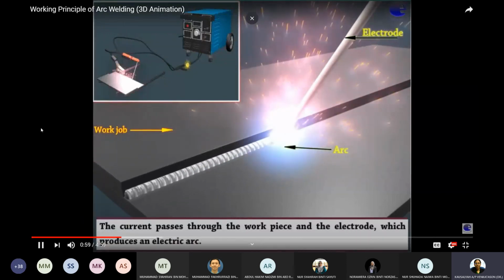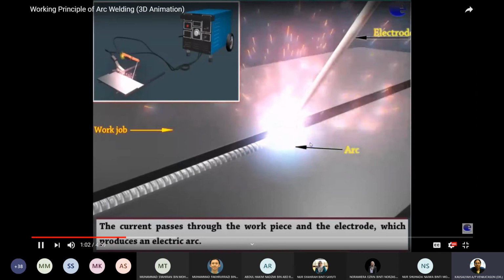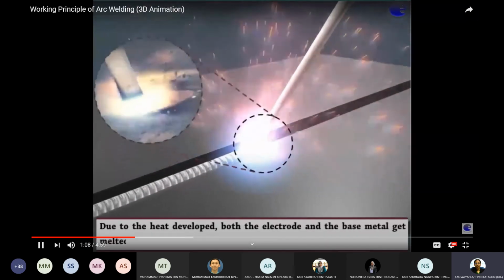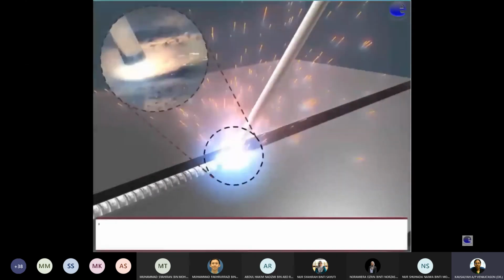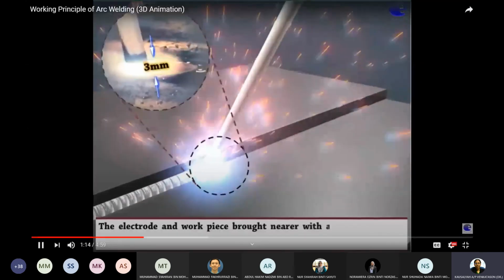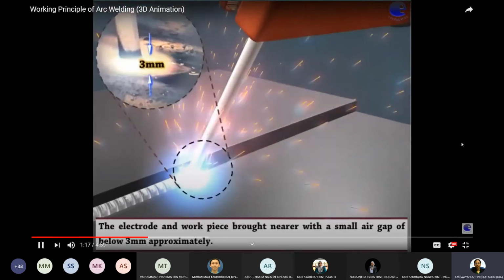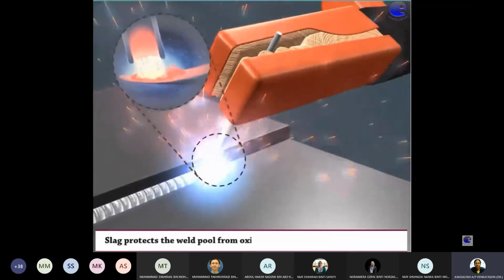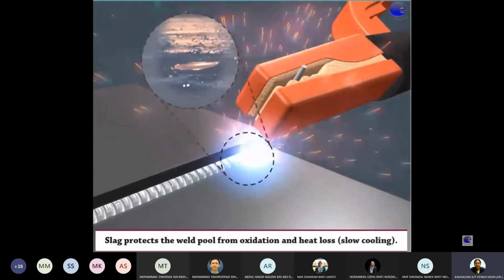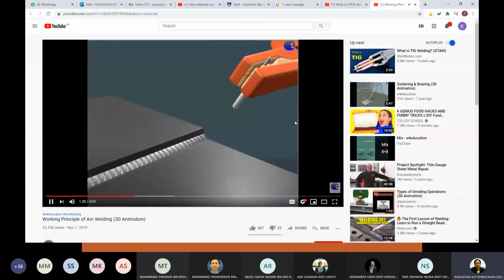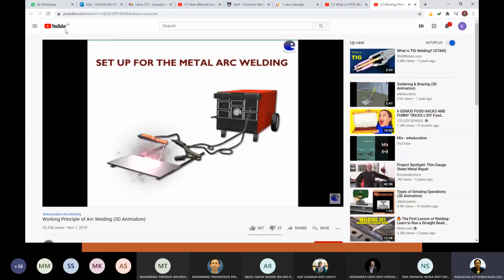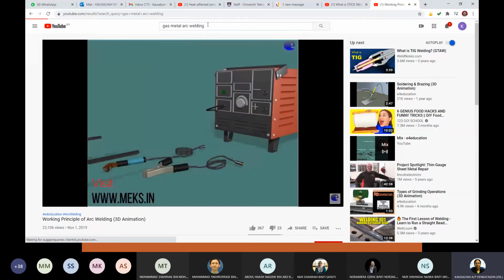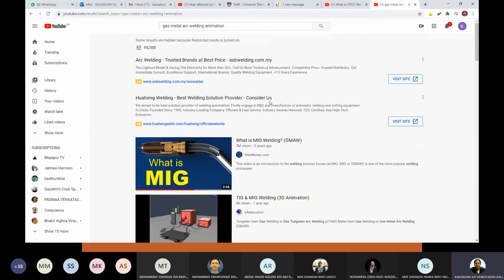So the electrode has a wire being fed, and the arc is created. Now let me show you the gas metal arc welding animation.